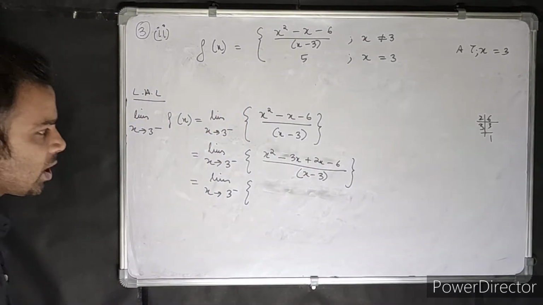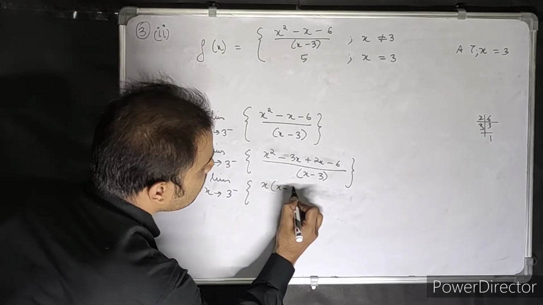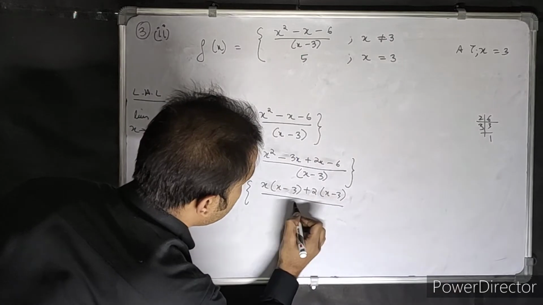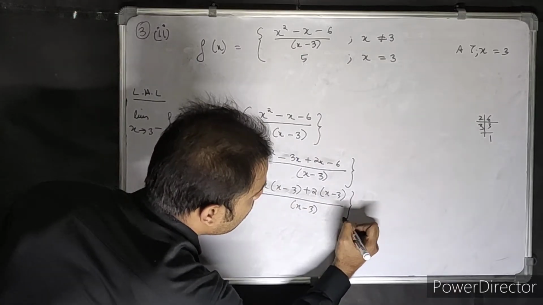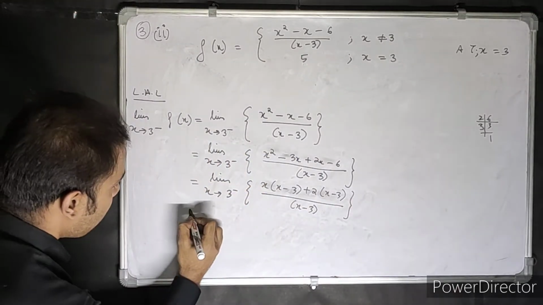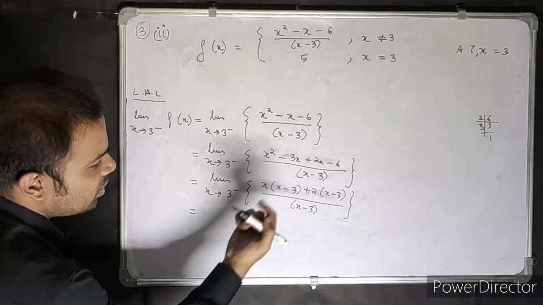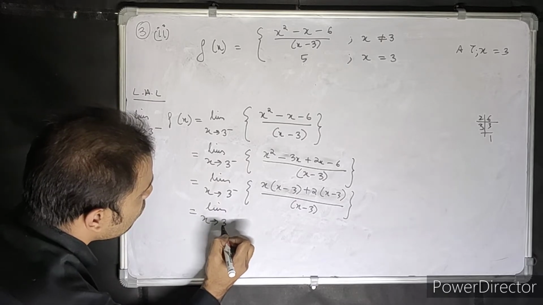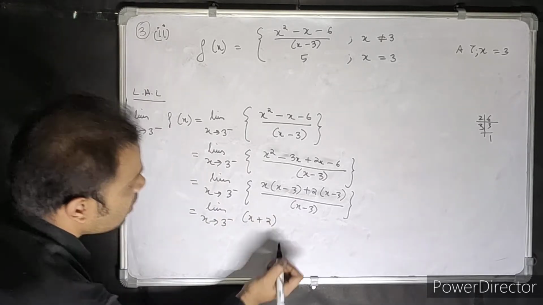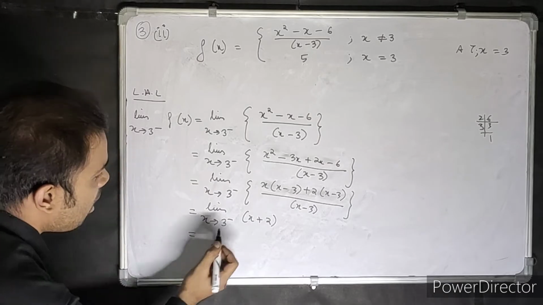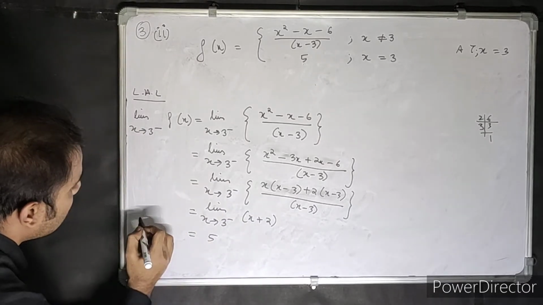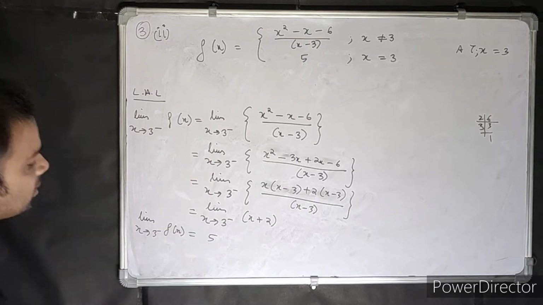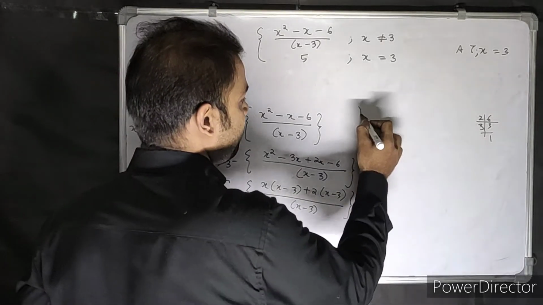There you go. It's okay now. Now x minus 3 plus 2 times x minus 3 divided by x minus 3. Okay. So now from here, if you cancel out x minus 3, you're just left with x plus 2 on top. Limit of x tends to 3 negative x plus 2. Okay. So now put 3, that becomes 5. So limit of x tends to 3 negative f of x is going to give you the answer as 5.